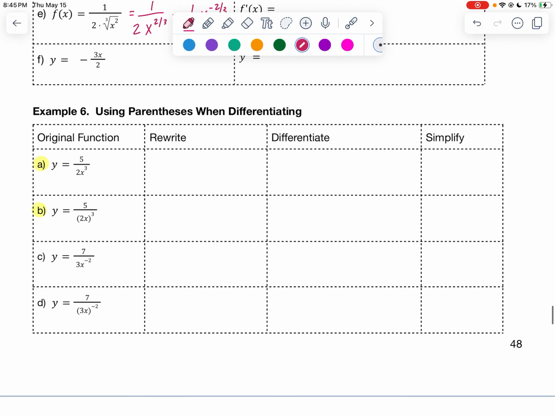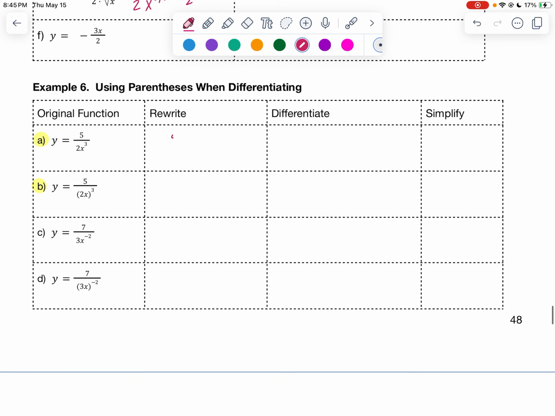All right, back with me. So more examples. Example 6, using parentheses when differentiating. Again, this is kind of what I did in example 5. It's just staying more organized. I can rewrite it. So if I'm starting with part A, I'm going to rewrite it as 5/2 x to the negative 3rd power. From there, I can differentiate.